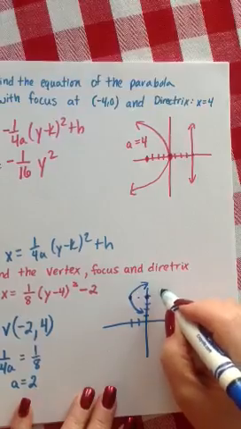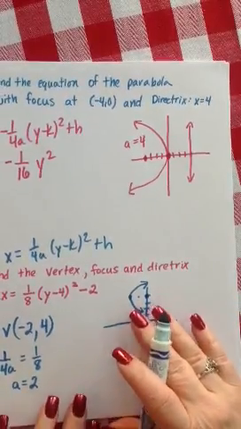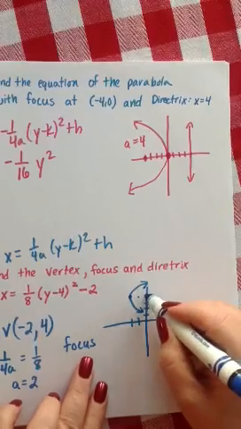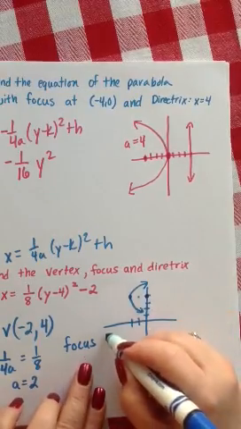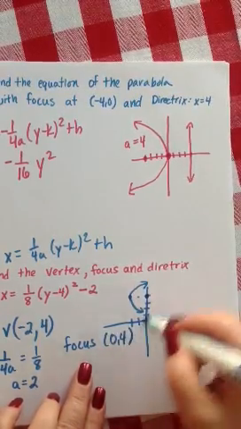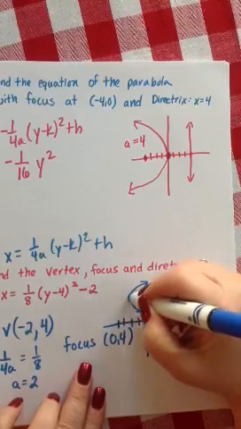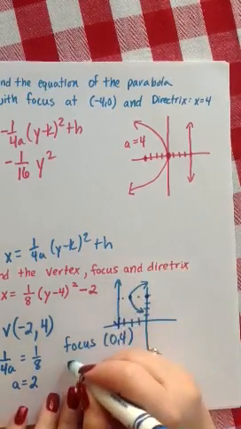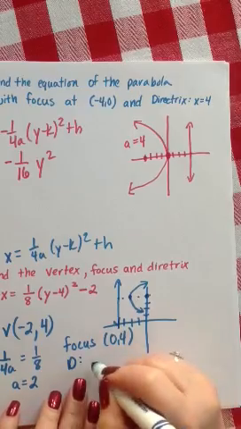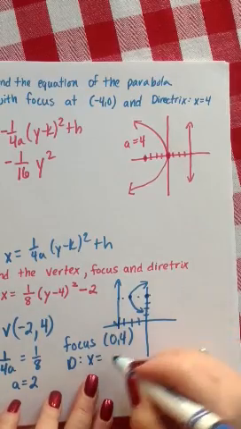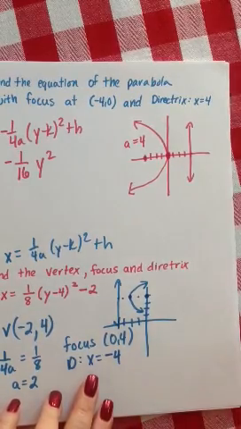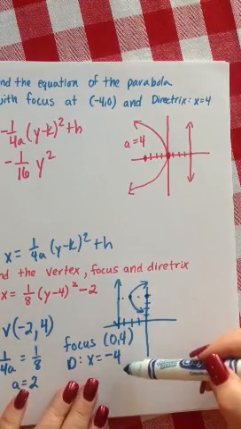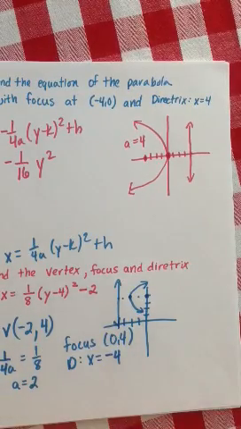So your focus is going to have a coordinate of (0, 4). The directrix is going to be 2 units away from there, like this. So the directrix is going to have an equation of x is equal to negative 4. So we found the vertex, we found the focus, and we found our directrix, all from that equation.